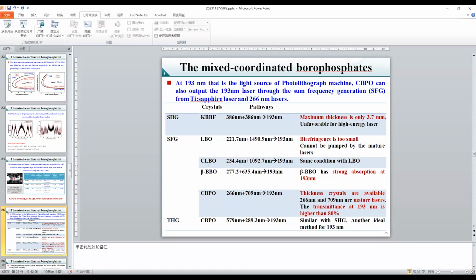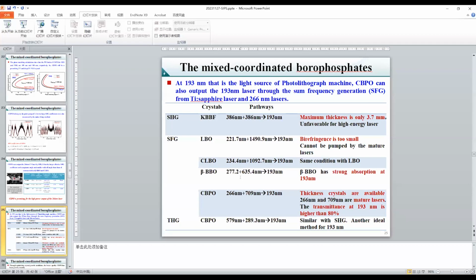And for LBO and CLBO, they also can achieve this wavelength laser output by SFG. But the birefringence is too small. It's just 0.004 to 0.005. So this very small birefringence makes them unable to be pumped by the Nd lasers.